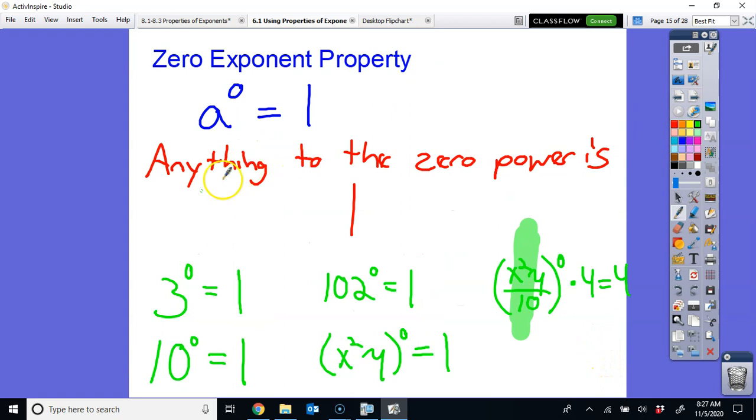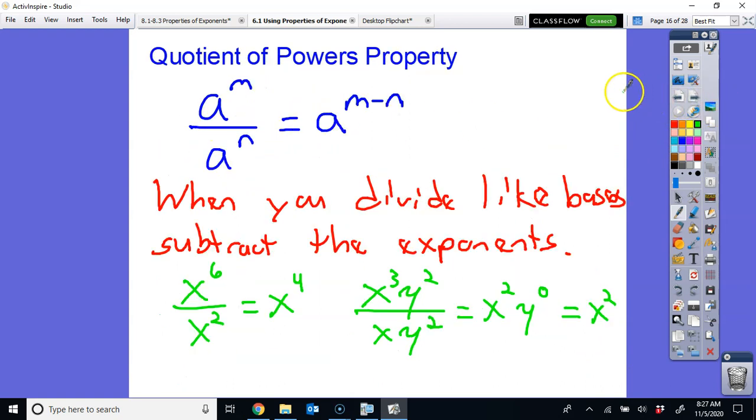Guys, the reason that anything to the 0 power is 1 is because that's literally what it is. Y squared divided by y squared is 1. So when you do y to the 0 power, 2 minus 2 is y to the 0 power, it's 1. That's what happens when you actually divide two things that have the same exponent like that. It cancels out.